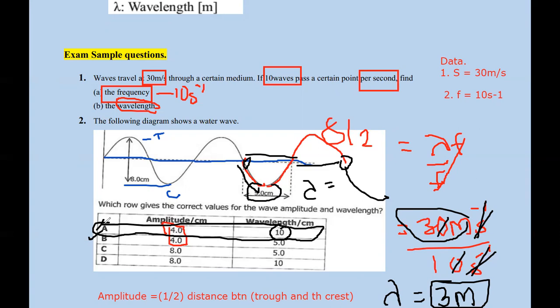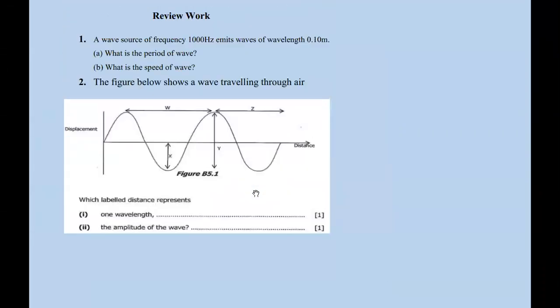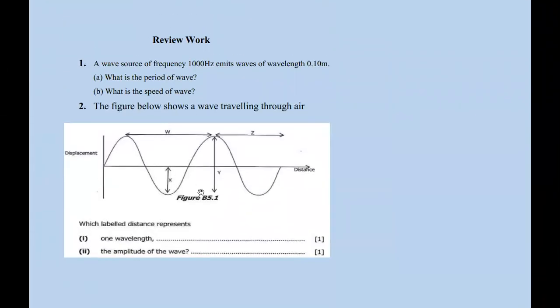There's nothing hard about waves. So for now, that is the work that was prepared. Then after that, we have a small review work, and this one is also coming from a past paper. It says a wave source of frequency 1000 Hz emits waves of a given wavelength. They have given us the frequency and the wavelength. What is the period?